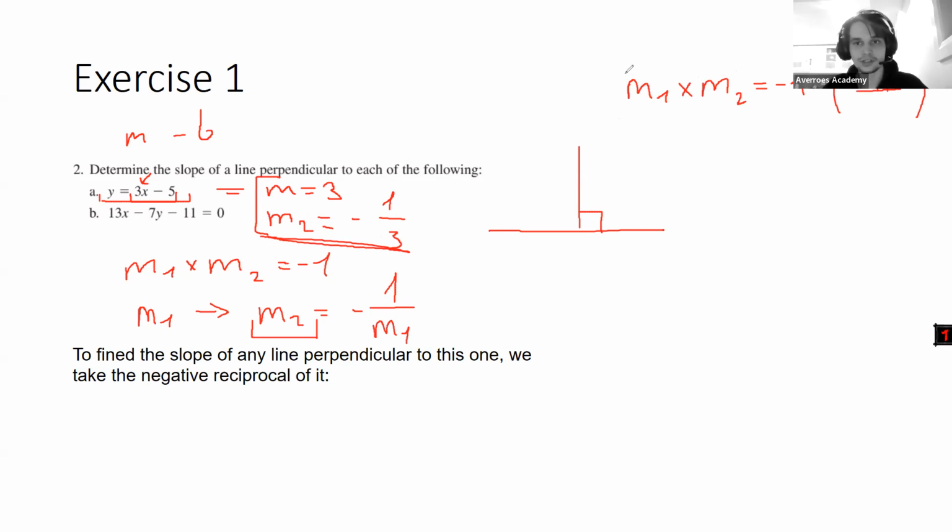But if you know this one, you can substitute secant value from this if you want to, right? It's not that hard. Here's to find the slope of any line perpendicular to this one, we take the negative reciprocal of it.